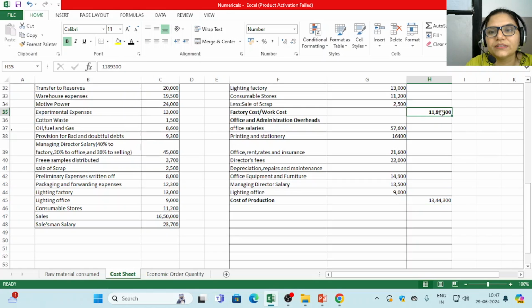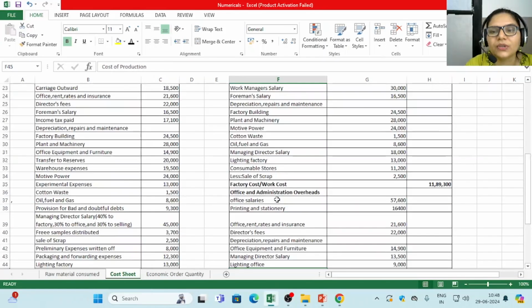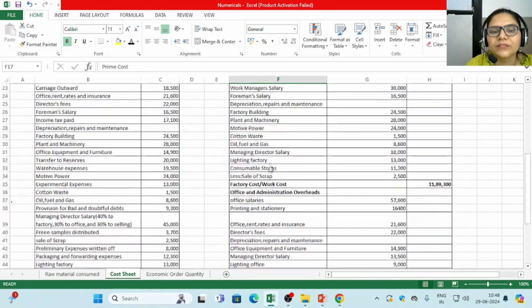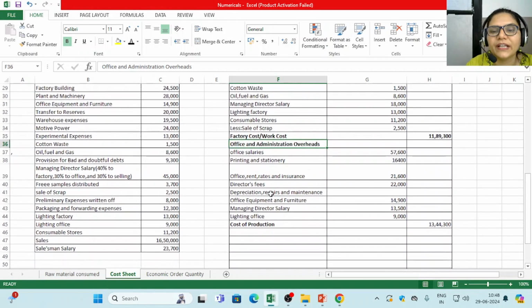Factory cost is 11,89,300. Adding all the office and administration overheads, we will get the value of rupees 13,44,300, which is the cost of production. So again I summarize: prime cost plus factory overheads minus sale of scrap will give you factory cost, and after adding office and administration overheads to factory cost, you will get the cost of production.